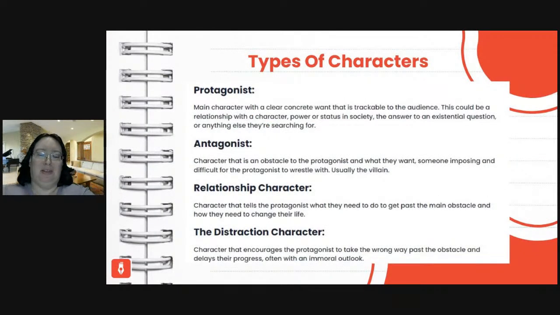Fleshing out characters, there's a lot of different types. We have protagonists, antagonists, relationship characters, distraction characters. This whole list is up on AutoCrit, by the way. If you have the story analyzer open and you go to the characters tab, you can click the little I button there and it'll walk you through what all these different characters are. We're going to go through them in a little detail here. I'm going to pause and catch up with any questions about step 1, which is the plot-centered main story points.